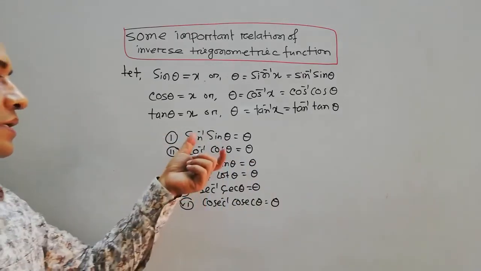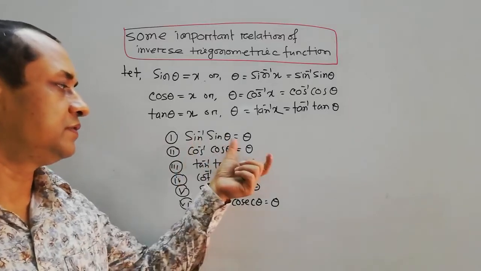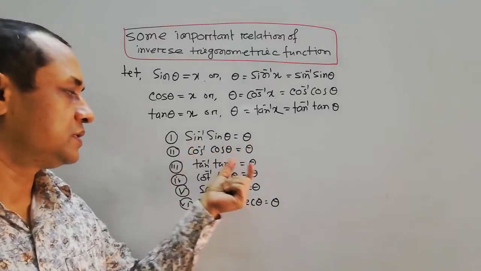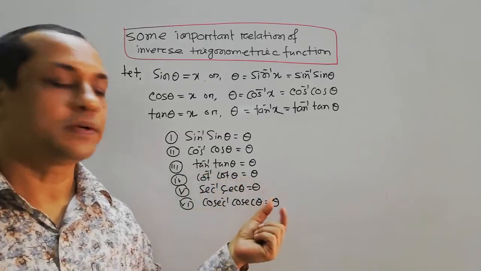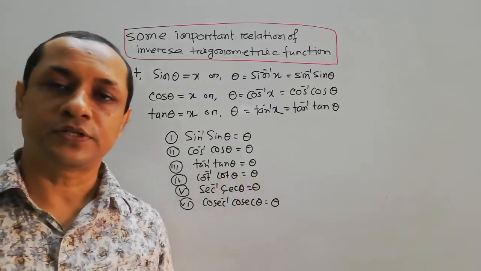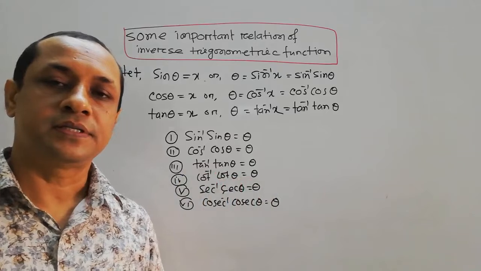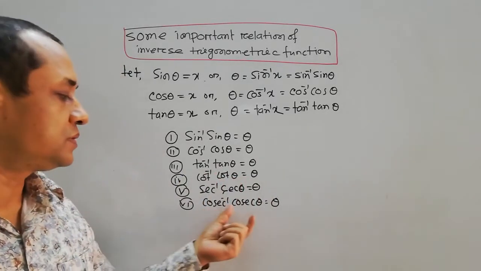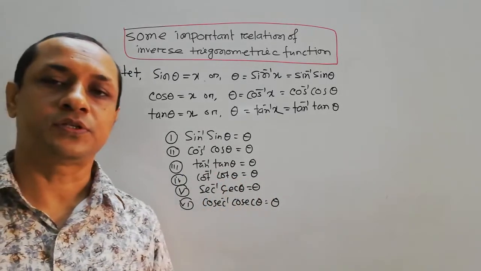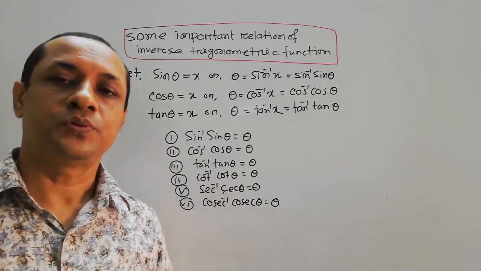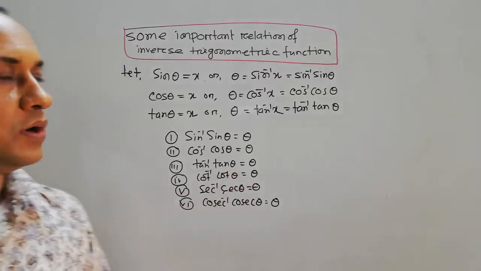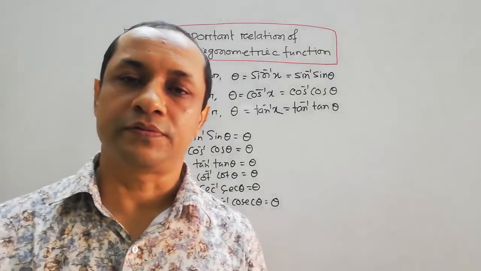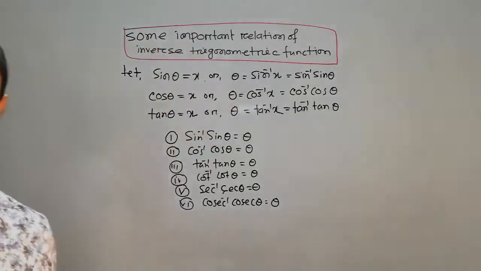So students, memorize it. Sin inverse sin theta equals theta, cos inverse cos theta equals theta, tan inverse tan theta equals theta, cot inverse cot theta equals theta, sec inverse sec theta equals theta, and cosec inverse cosec theta equals theta. So students, this is an important relation of inverse trigonometric functions. Then the next one.